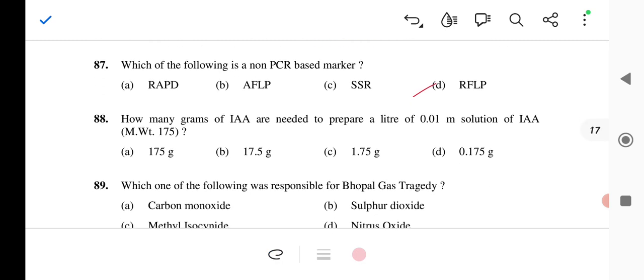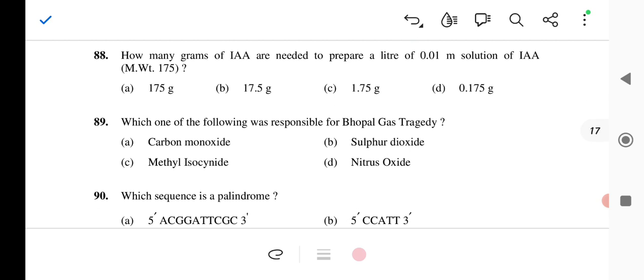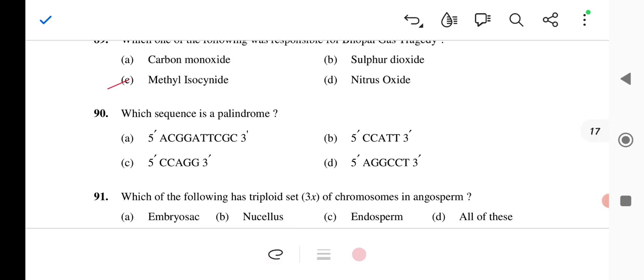Next is, I am not going to the numerical part. Next is, which of the following was responsible for Bhopal gas tragedy? It is methyl isocyanate. Next is, which sequence is a palindrome? Palindrome means if you read it from the first and from the last, it is the same. If you make the complementary of it, then it should start from T, G and C, G and then again C. This is the correct answer.